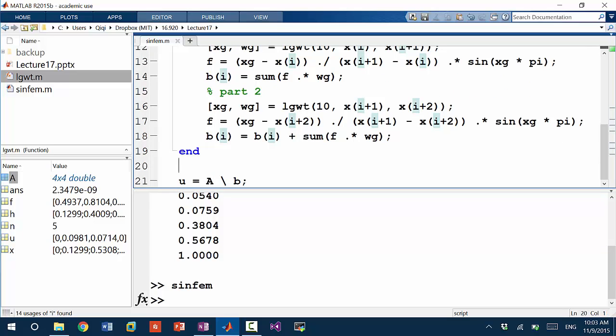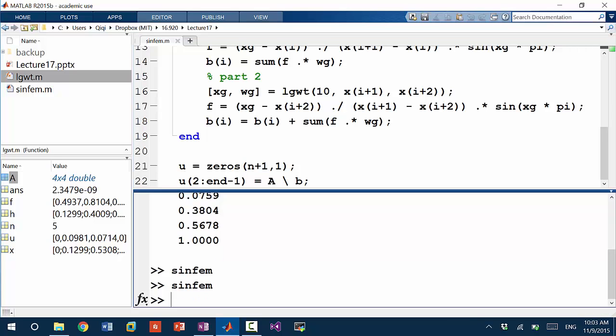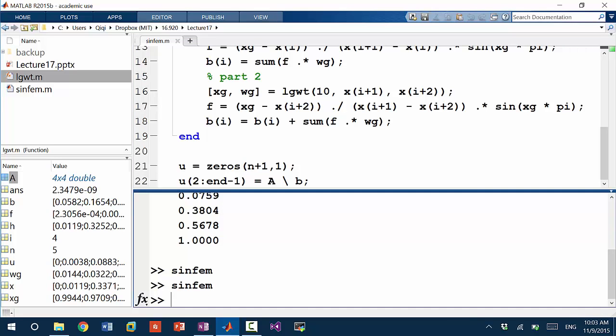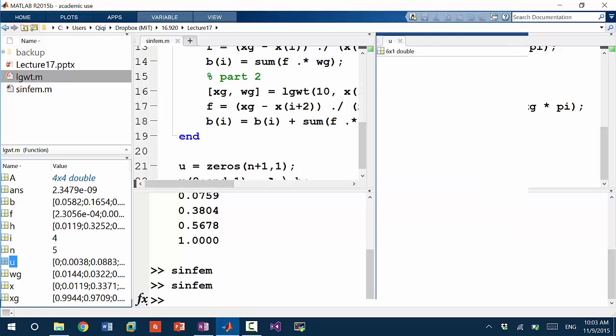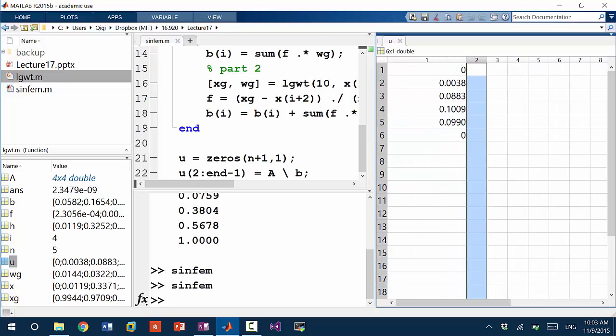So I have u, let me just take u equal to 0 at the first point and 1 at the last, because I want to include the boundaries. Then u of 2 to n minus 1 is equal to a backslash b. Okay, so let's run this function. We get a solution u that looks like it's going larger and then back to 0.